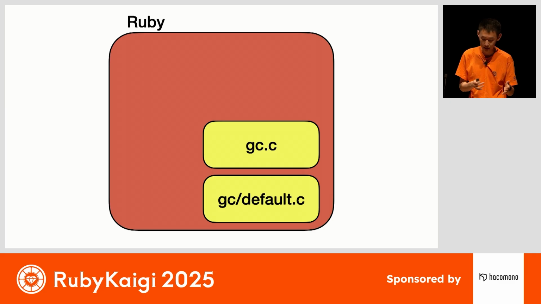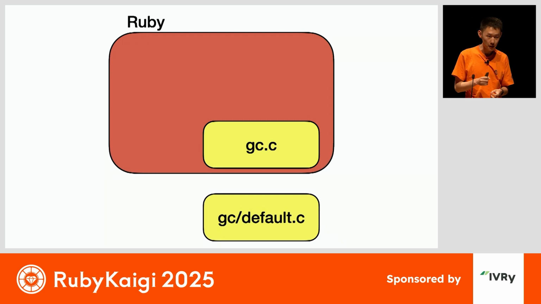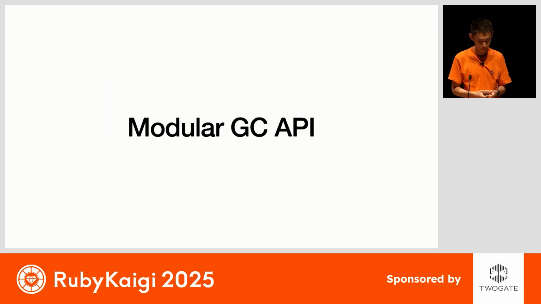And so this does things like start and stop ractors for running garbage collection cycles. This new file, which is under the gc directory called default.c, contains the actual implementation of the mark and sweep GC that is in Ruby. This allows us to build the default GC separately from the Ruby binary. And then the GC implementation is loaded into Ruby as a shared library, similar to how native extensions are loaded. And then the communication between the default GC and Ruby is done through the modular GC API.